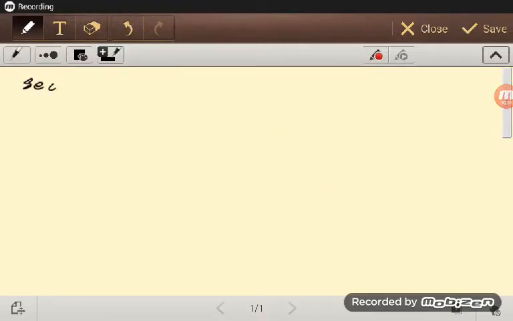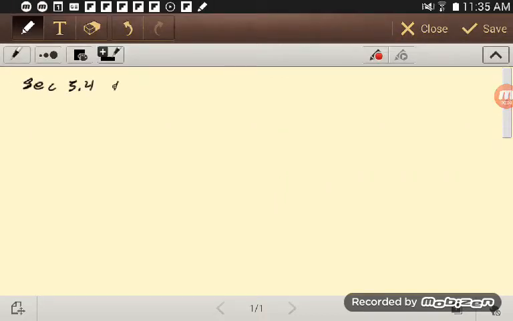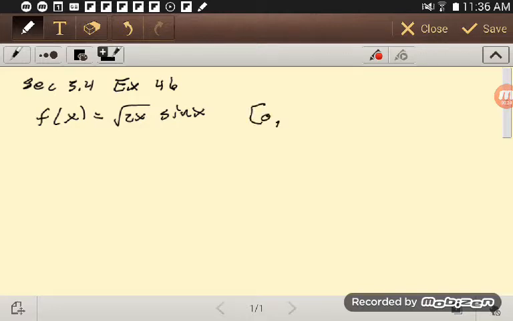Here we have section 3.4, exercise 46. And this is a technology one. They tell us that our function is the square root of 2x times sine of x, on the closed interval 0 to pi.